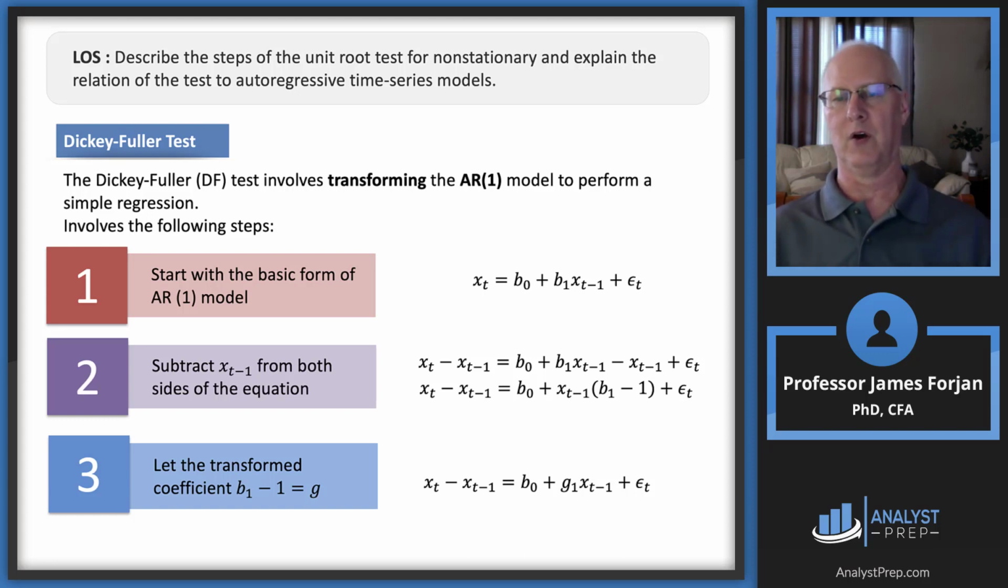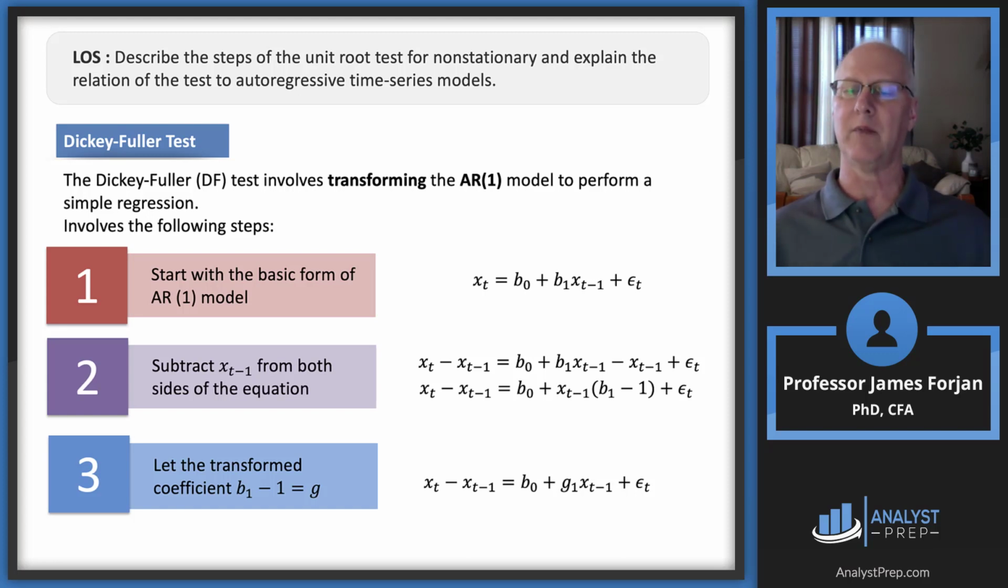So notice what we've done over there. We've taken xt minus 1 from the right-hand side of the equal sign, and we've subtracted xt minus 1 from the left-hand side of the equal sign. Then we do a little bit of algebra, and we get the transformed coefficient. We're going to give it a different letter, a different notation. So that coefficient, now you see up in step 2, the b minus 1, we're going to allow b minus 1 to equal g. So look on step 3, there is our first difference model.